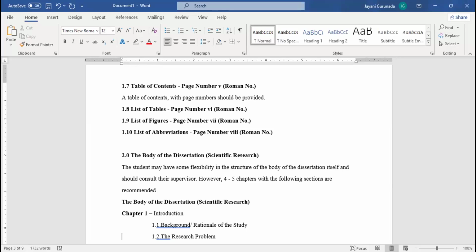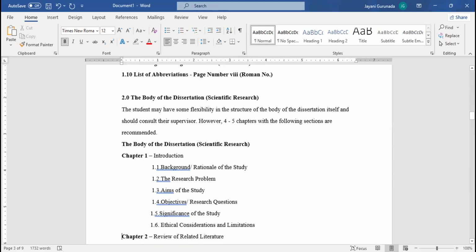Then 1.8, list of tables, page number 6. There's a list of figures, page number 7, Roman number 7. Then the list of abbreviations, if you have any: OBE, outcome-based education. If you have used some abbreviations, you can list them like that. That is page number 8, Roman number 8.